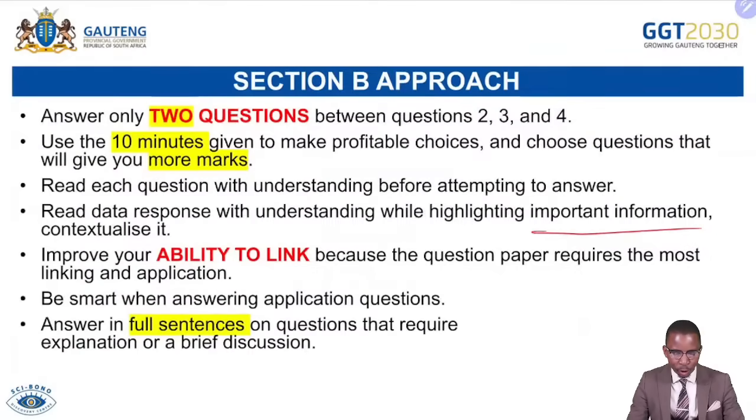Answer in full sentences on questions that require explanation or a brief description or discussion. It is important that if ever the question is 2 marks, you answer in a full sentence. If the question is 4 marks, you answer in full sentences. Remember, if it's 4 marks, that means you have to provide 2 answers. Each answer is 2 marks. That will be giving you 4 marks. So you bring those answers in full sentences. If you provide the fact, you can't just provide the fact alone. There must be a fact and the effect of the fact as you apply, so that you can be able to get your 4 marks.